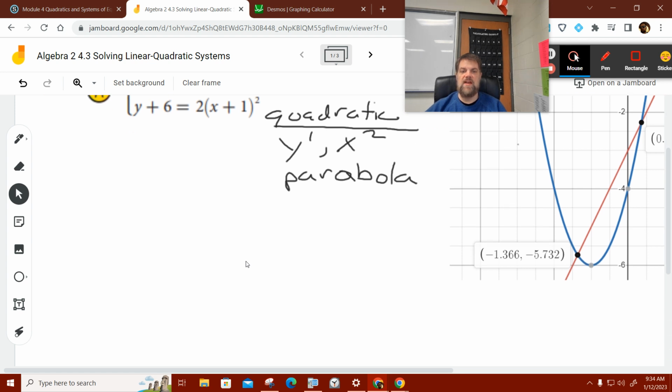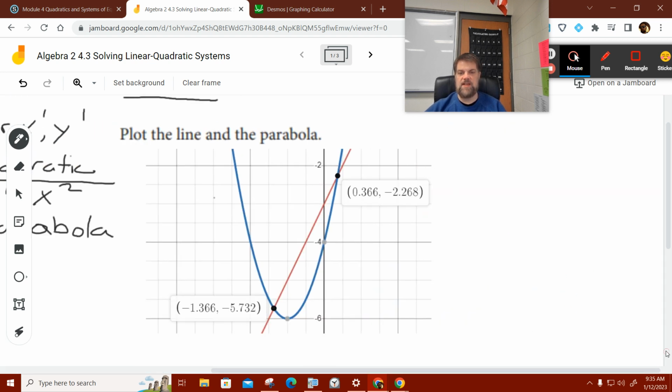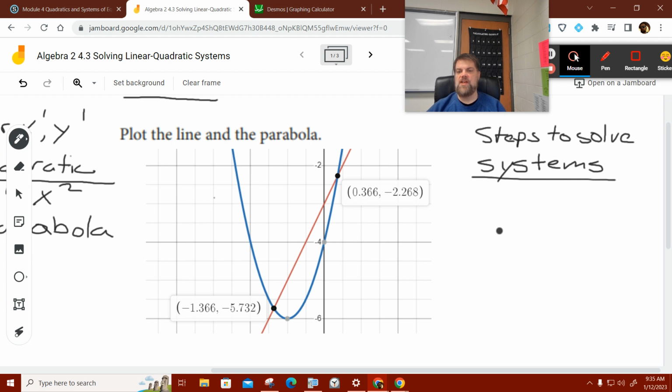So then to solve this, I'm going to have to set both of these equations equal to y. So the first step, if I were to write these steps out, and I'm going to write this over to the side. Steps to solve systems. Now, a system of equations is just that. We're looking for more than one equation, and we want to find what x value and y value is true for both equations. So the first thing that we're going to do is graph all the equations.